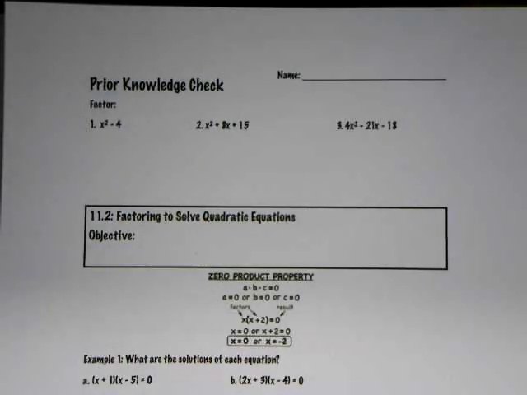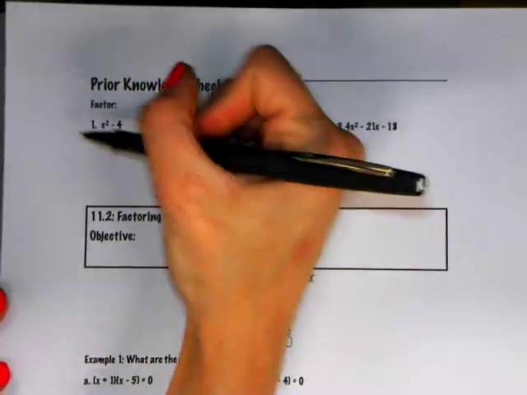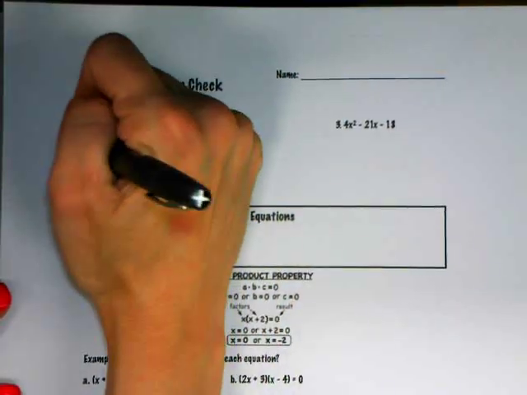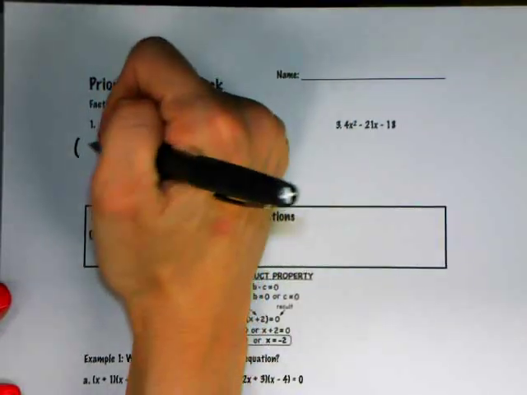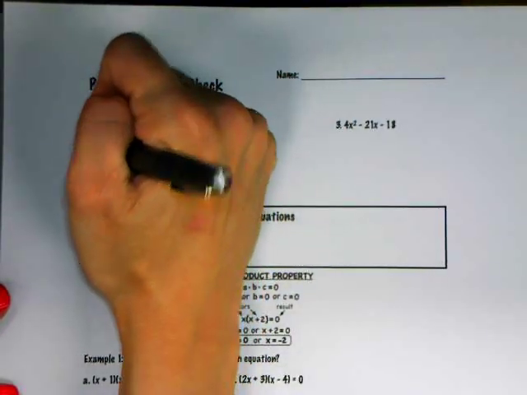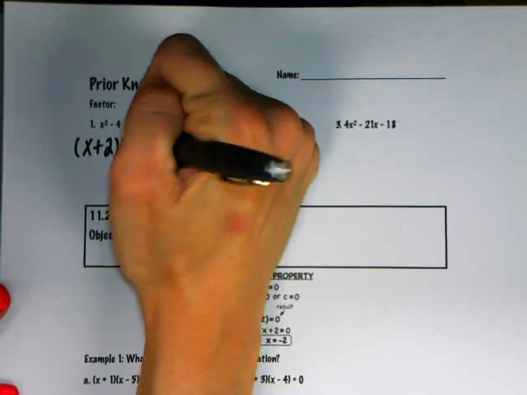Okay, so for the first one, is there a GCF? No. How many terms? Two. So you have to do difference of squares. So what's that going to factor into? Yep, x plus 2, x minus 2.